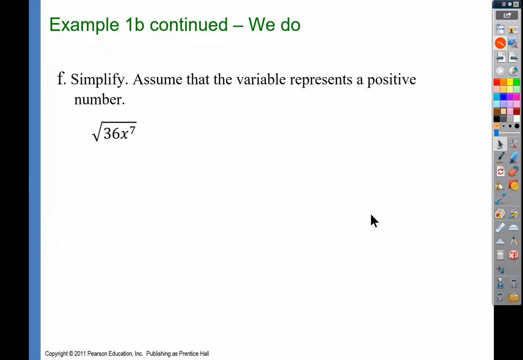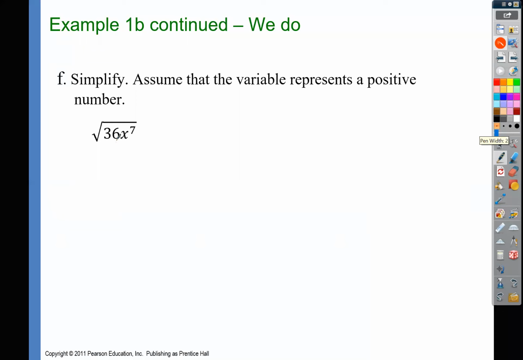All right, now we're going to try one with a variable. So assume that the variable represents a positive number. All right, what is the square root of 36? 6. Now, you ask yourself when you're doing the square root of x to the 7th, remember how I said the square root of x to the 6th is x cubed because you're multiplying x cubed times x cubed, and that would give you x to the 6th. Well, clearly nothing here would give you x to the 7th.